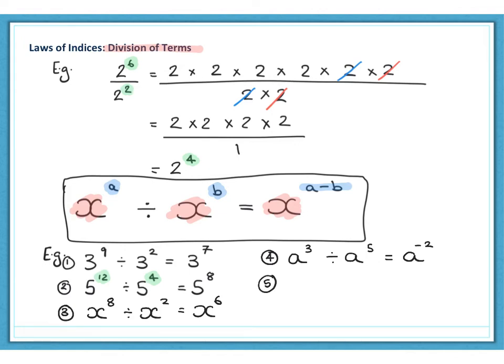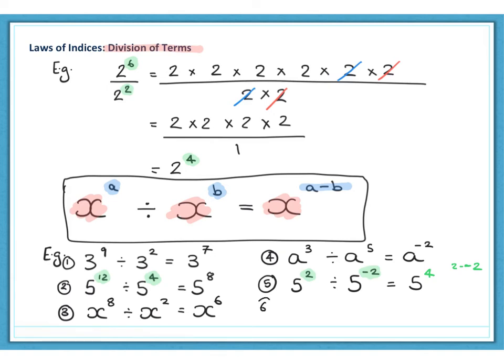Now let's try another example. 5 to the power of 2 divided by 5 to the power of negative 2. Well, 2 subtract negative 2. Think about what's happening with the indices. 2 subtract negative 2 gives us an overall answer of 4.